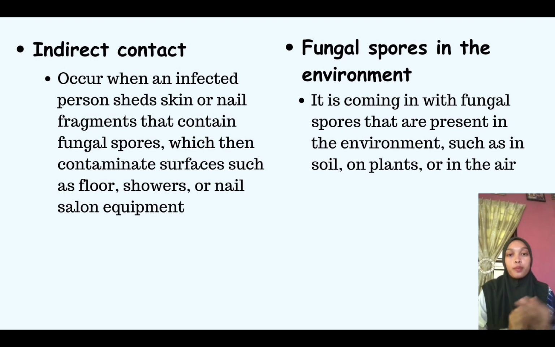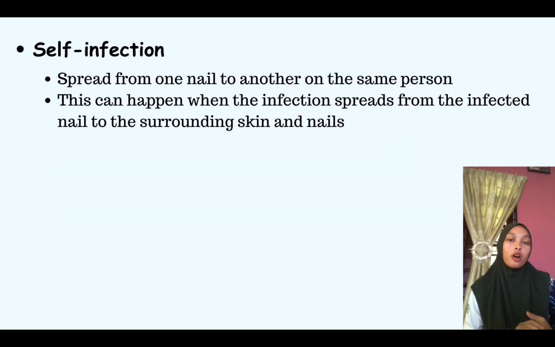The third mode of transmission is fungal spores in the environment. It comes from fungal spores that are present in the environment, such as in soil, on plants, or in the air. And the last mode of transmission is self-infection. Self-infection spreads from one nail to another on the same person. This can happen when the infection spreads from the infected nails to the surrounding skin and nails.